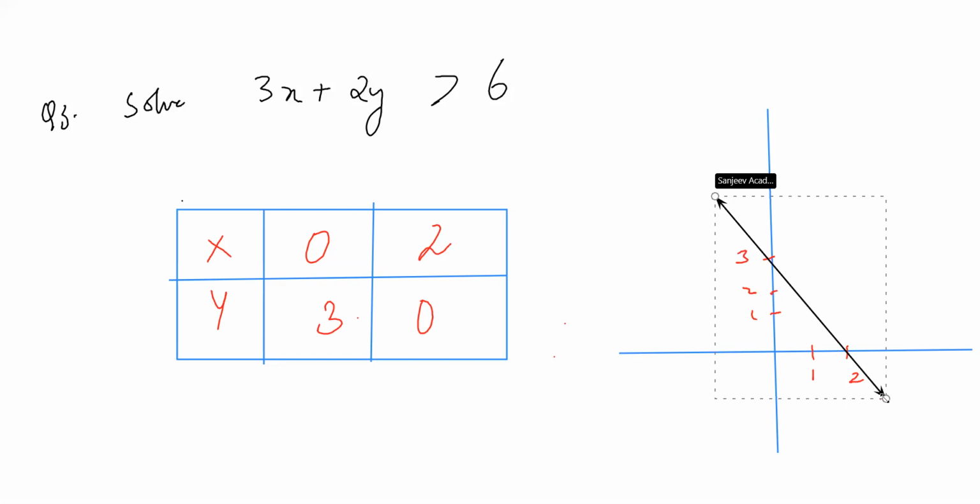But the problem here is what I have told clearly: it is greater than, there is no greater than or equal to. If it is greater than, I have clearly told multiple times that this should be dotted lines.